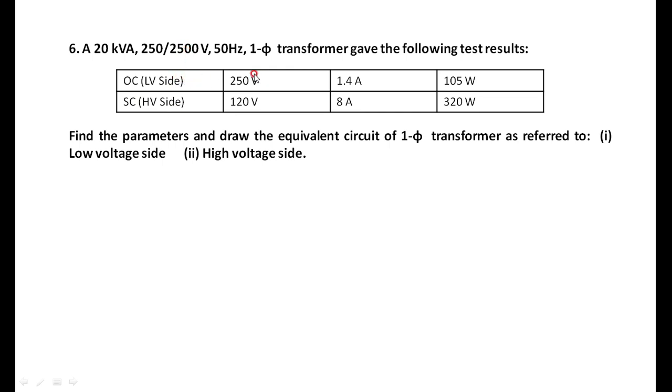That is quite evident. Then the data given is 250 volts, 1.4 amperes, 105 watts under no load condition. That is the open circuit test. For the short circuit test, 120 volts applied voltage, the corresponding rated current is 8 amperes, and the power consumed under the short circuit test is 320 watts. He asks you to draw the equivalent circuit diagram referred to the low voltage side and the high voltage side. We will look into them one by one.